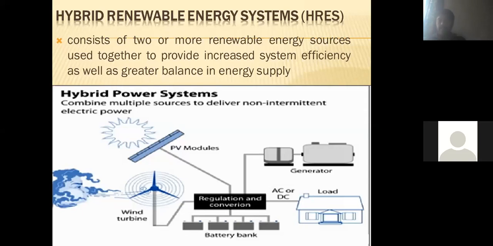Let us take an example here. In the present figure, I have shown you two important things, solar and wind. We generate power from the solar with the help of PV modules. The second one, with the help of the wind turbine, we are generating power here. Both the power we supply to a regulatory unit, where we regulate it towards your applications.